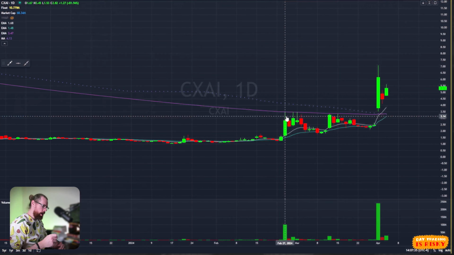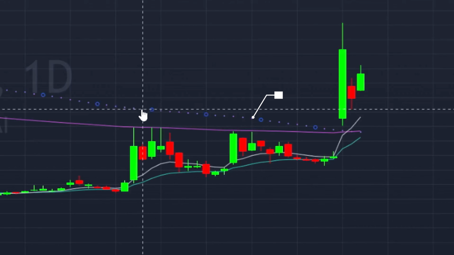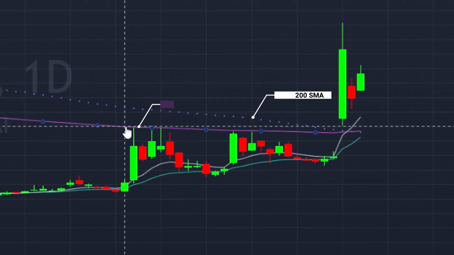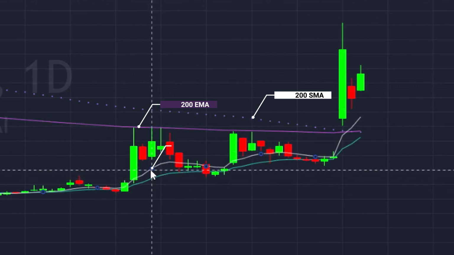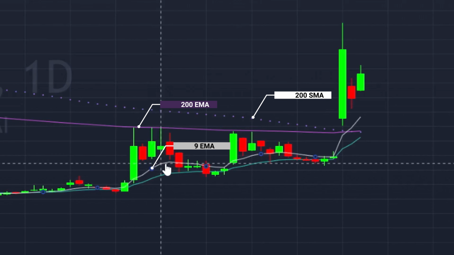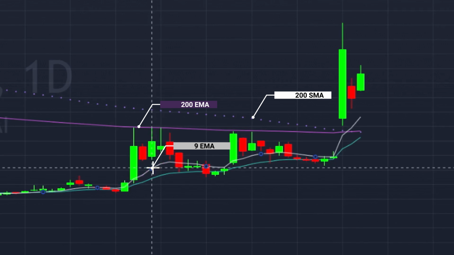So when I'm looking at the chart, you can see each one of them here. We've got the SMA in dotted. We've got the EMA in solid for the 200. And then down here, we have our gray 9-period exponential moving average. And you see here, this is a good example of how quickly this crept back up as the price moved higher. And that's because it's an exponential moving average. It's going to adjust more quickly.